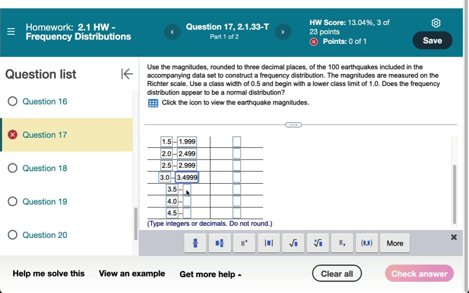Wait, did I have too many 9s there? 3.499. Yeah, there we go. And then 3.5, instead of stopping at 4, we're going to stop at 3.999. And then for the next class, 4 to 4.499. And then 4.5 to 4.999.